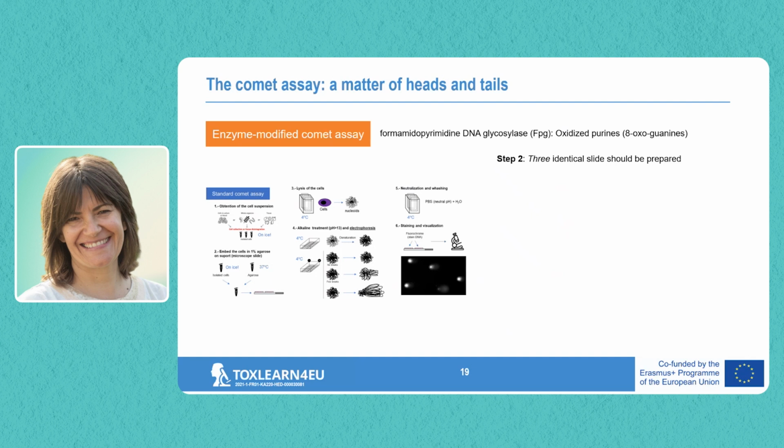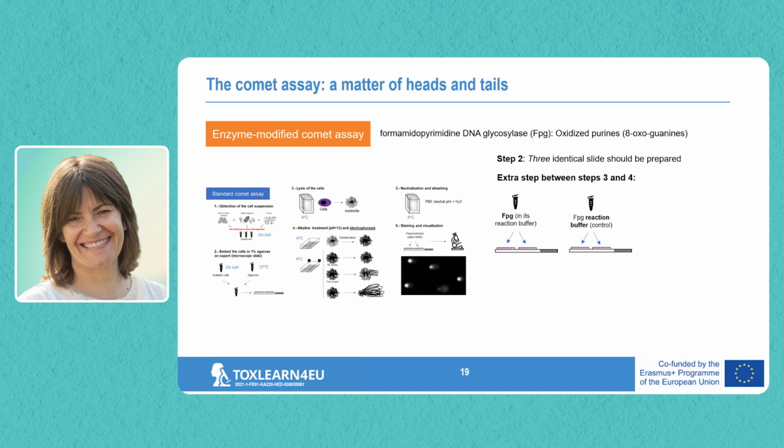So in step two, when we embed the cells in the agarose, what we have to do is prepare 3 identical slides instead of 1. And then we have an extra step between 3 and 4. After the lysis, what we are going to do is put FPG, the enzyme, on some of the slides. You put a drop of FPG on one gel, a drop of FPG on the other gel.